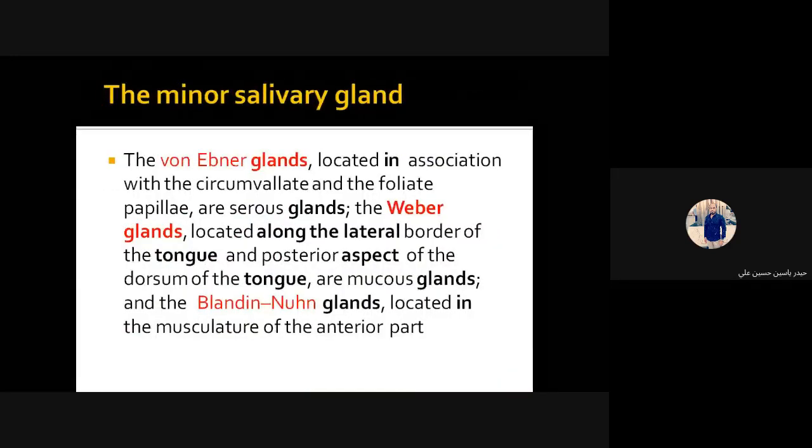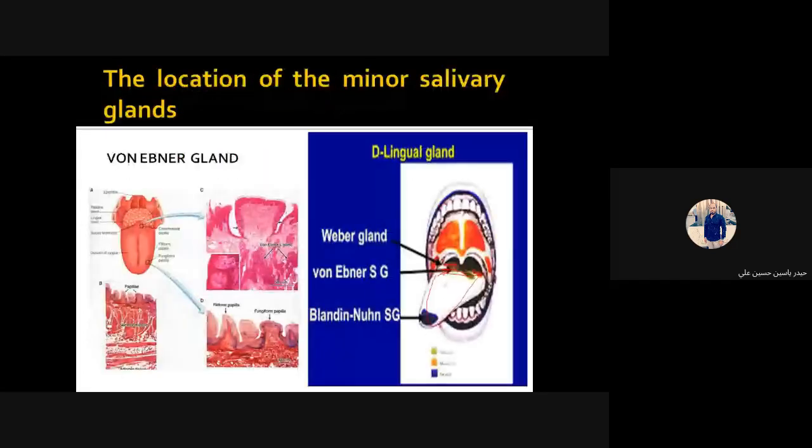While the Weber type of gland is located along the lateral border of the tongue. This is the lateral border of the tongue, and here we could demonstrate the presence of the Weber type of gland. Another type of minor salivary gland is called the Blandin salivary gland, which is located here in the anterior part of the tongue.